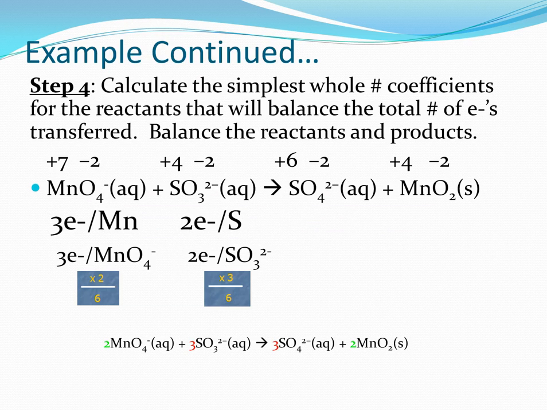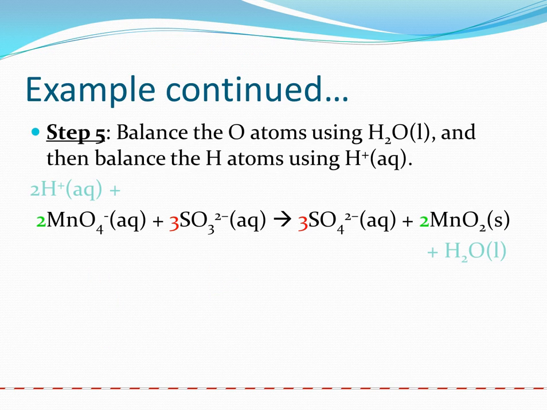Step 4 is also the same as in acidic solutions. We need to balance the electron transfer by multiplying. The number that we multiply by becomes the coefficient. In step 5, we must add water to balance oxygens and hydrogen ions to balance the hydrogen atoms.